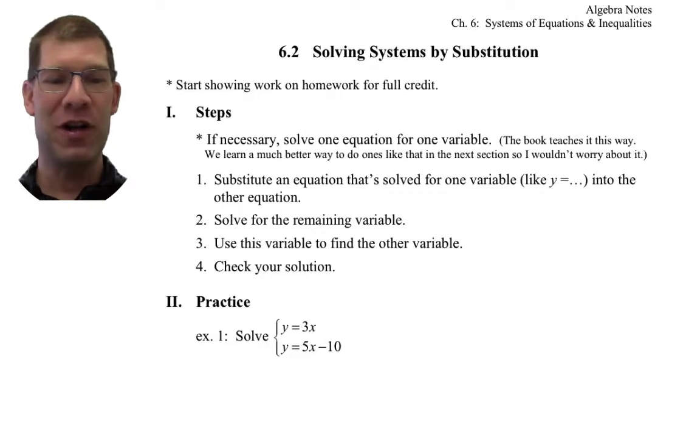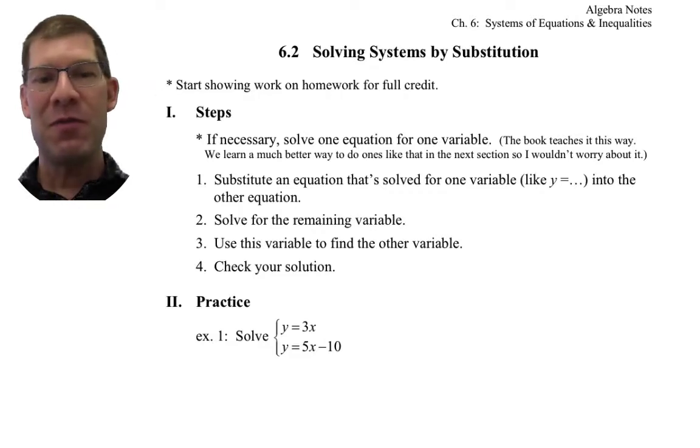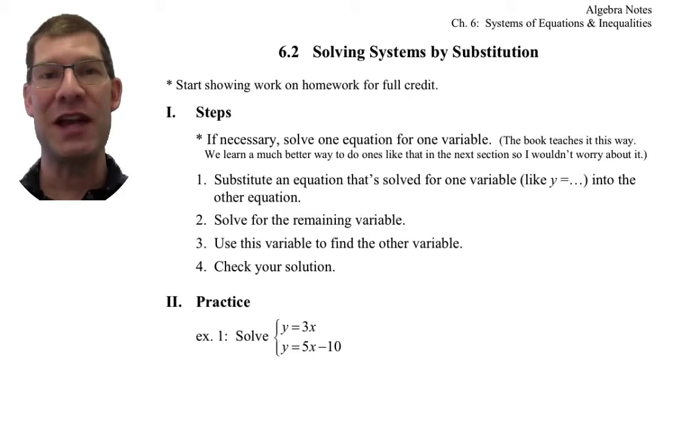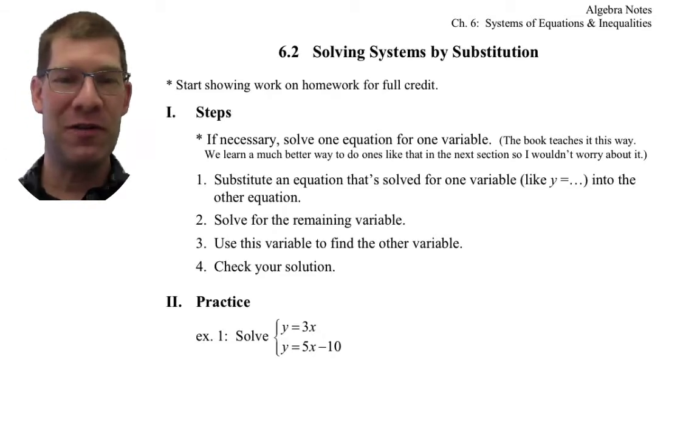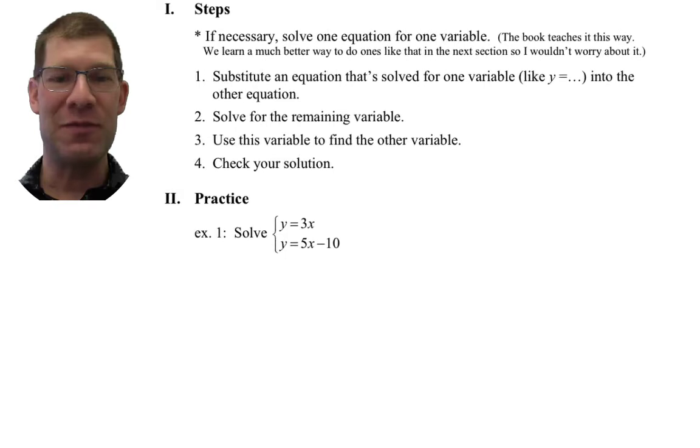We have the step number, or the asterisk, if necessary: solve one equation for one variable. So if one of them isn't y equals something, that's the way it normally will be. Sometimes it'll be x equals something. Then first make it y equals. But then our steps, substitute, well, let's just go through example one. Let's do example one following these steps.